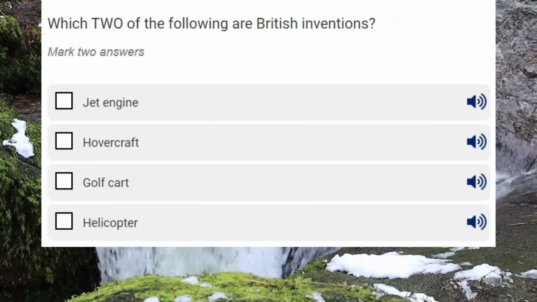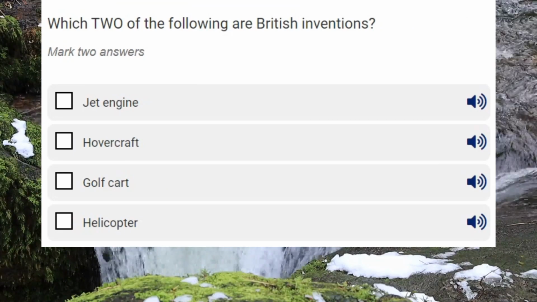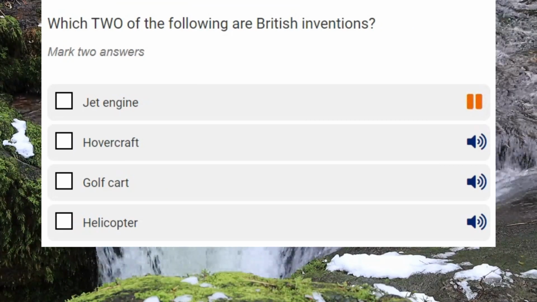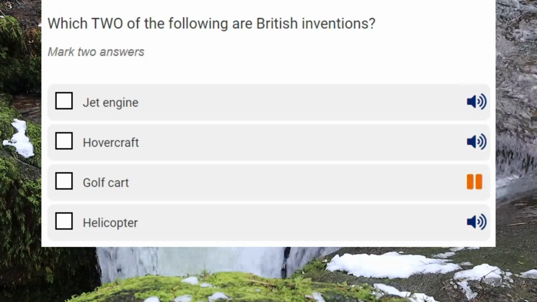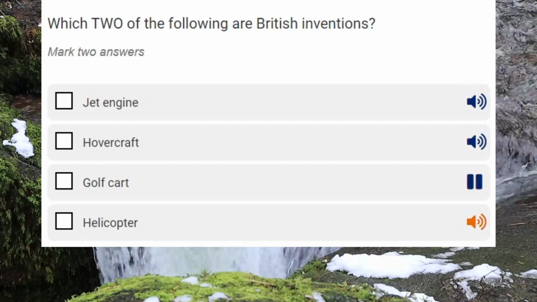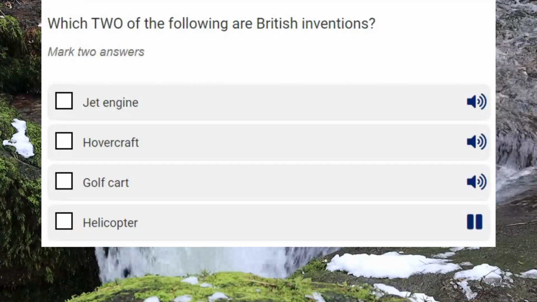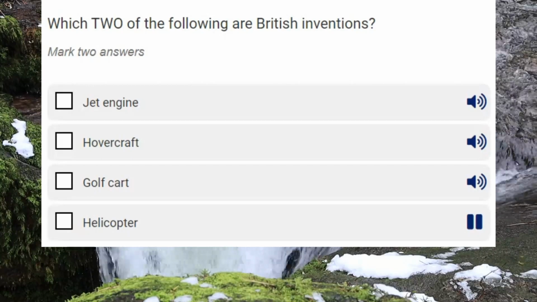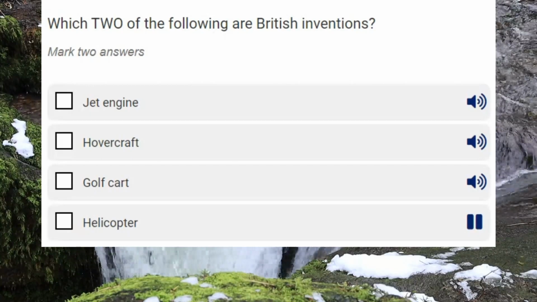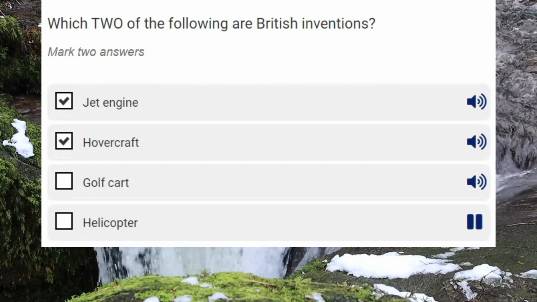Which two of the following are British inventions? Jet engine, hovercraft, golf cart, helicopter. The correct answers are jet engine and hovercraft.